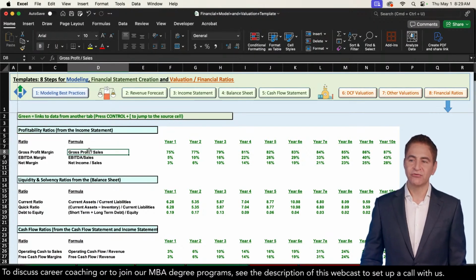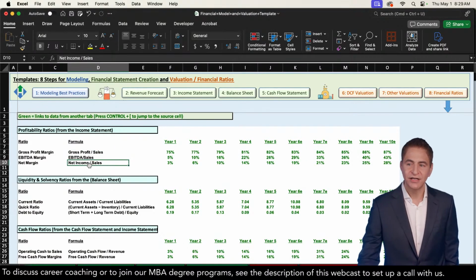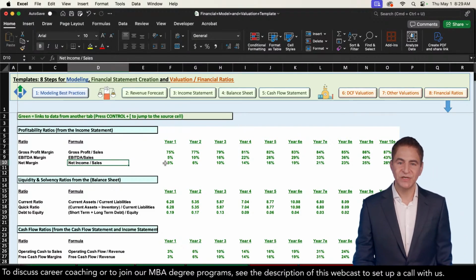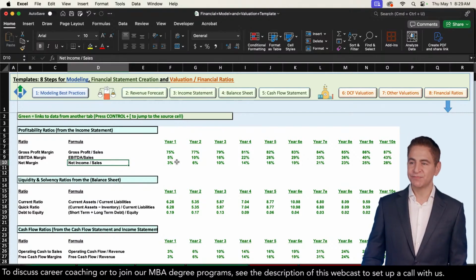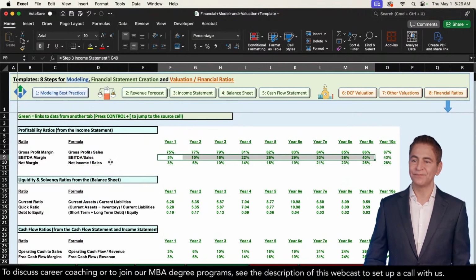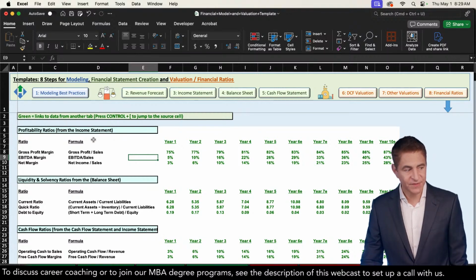So that means gross profit over sales. Sales and revenue is the same thing. EBITDA over sales, net income over sales. Remember, with the denominator, always think the number 1. So net margin is net income over sales, which means for every $1 in sales, how many pennies of net income are we making? Higher is better. We want to look for growth over time. Those are profitability ratios from the income statement.